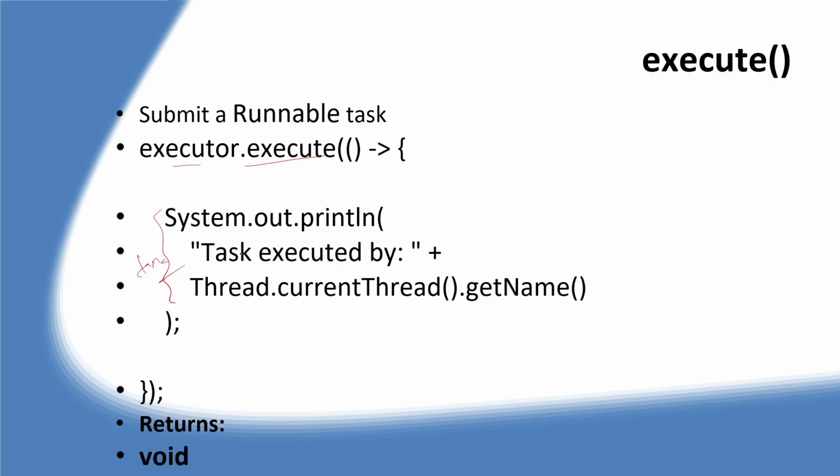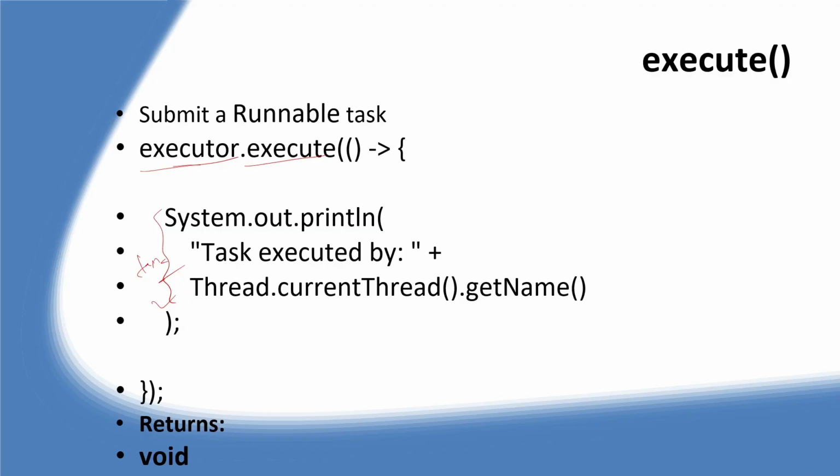Okay, and this task will be executed by one of the worker threads. Notice something important. We are not creating a thread object by ourselves. We are simply defining a task here. What task needs to be done? And the executor is deciding which worker thread will execute this task.